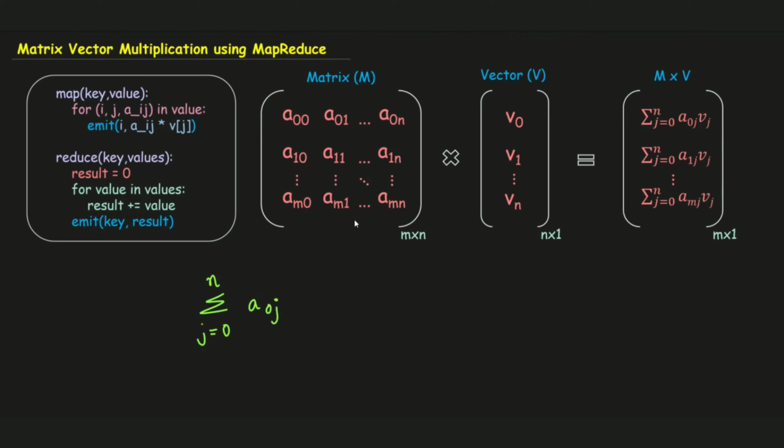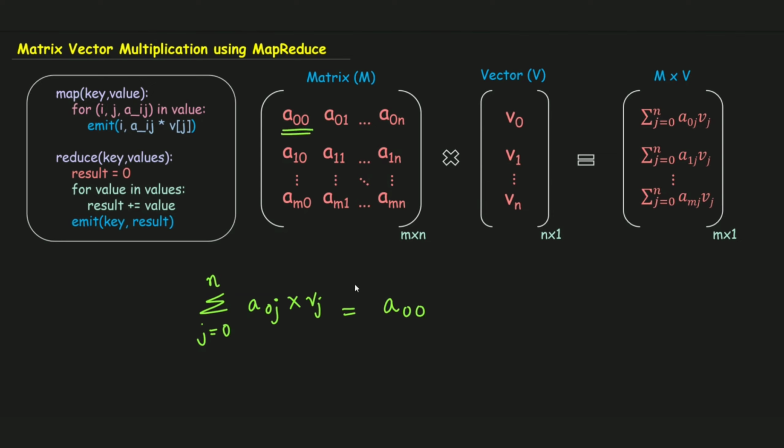In this summation we have a0j, which represents the set of values present inside that particular row in the matrix, that is the 0th row. And then it is multiplied by vj, which is the set of values present inside the vector. Now let's decode how this will look. You can see the row number 0 is constant. So first the value of j is 0.